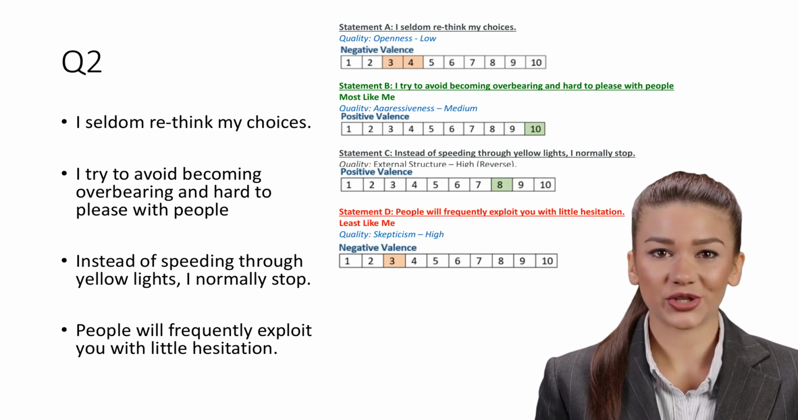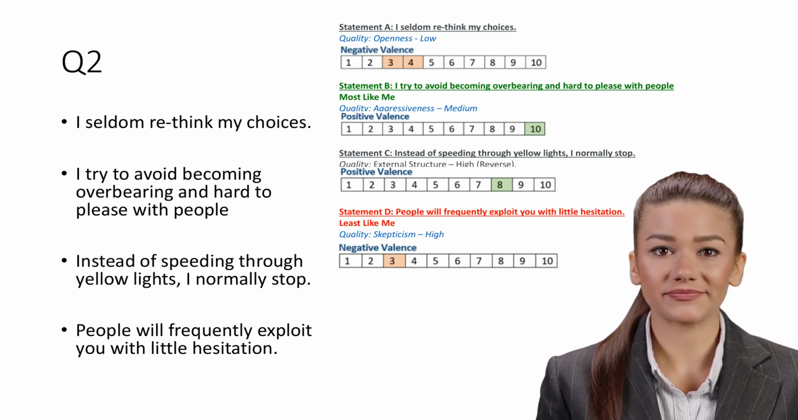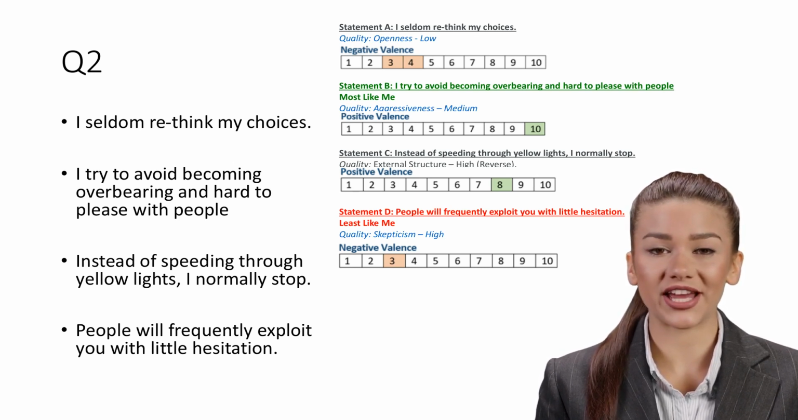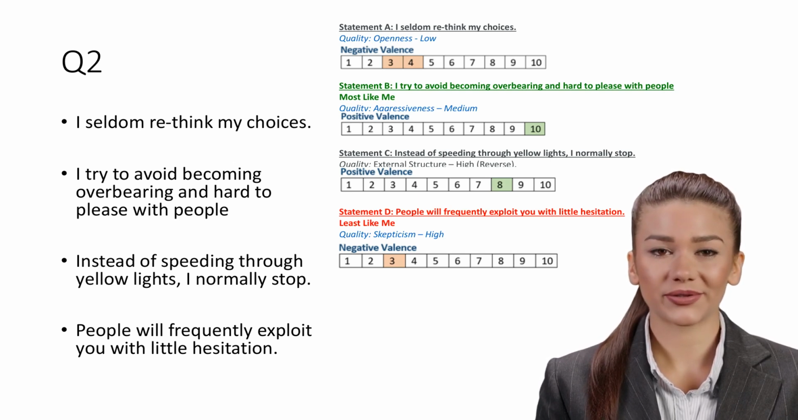Statement B. I try to avoid becoming overbearing and hard to please with people. Most like me. It evaluates quality, aggressiveness, medium. People with high scores in aggressiveness tend to be forceful when defending their ideas or actions. Individuals with low scores would be unlikely to take a firm approach. Using the optimal amount of appropriate assertiveness means avoiding being demanding when at all possible.